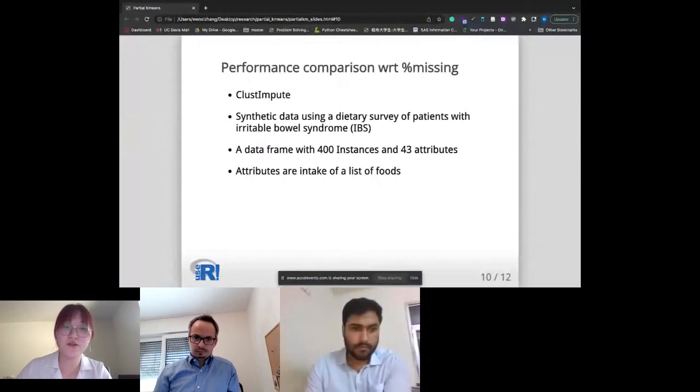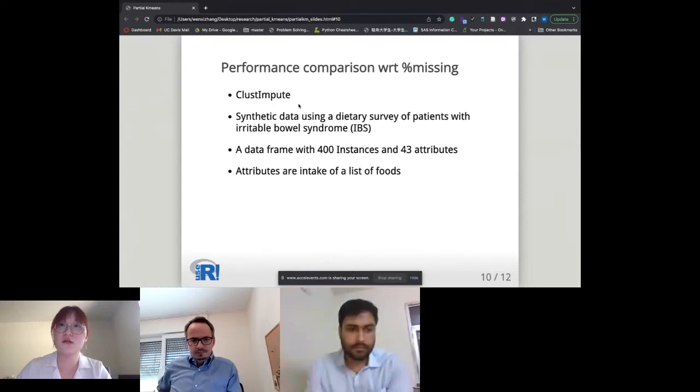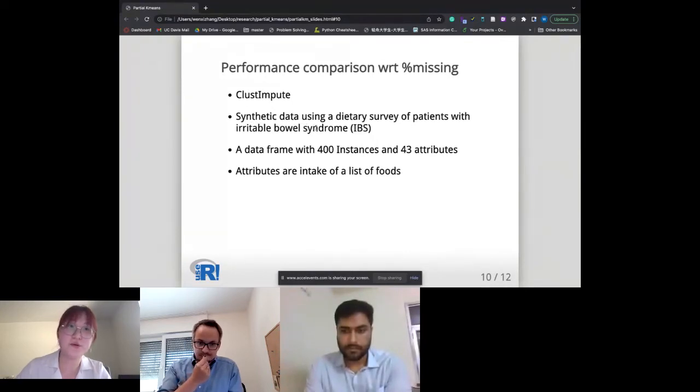Finally, we also compare our partial k-means algorithm with respect to the percentage of missing values in the data set. Here we are comparing our method with another method called ClusterImpute. ClusterImpute is another package that also runs k-means clustering with built-in missing value imputation. The dataset we are using today is the IBS dataset. It's a synthetic dataset, which is good because we can manipulate it. We can manipulate the percentage of missing values, to be specific.